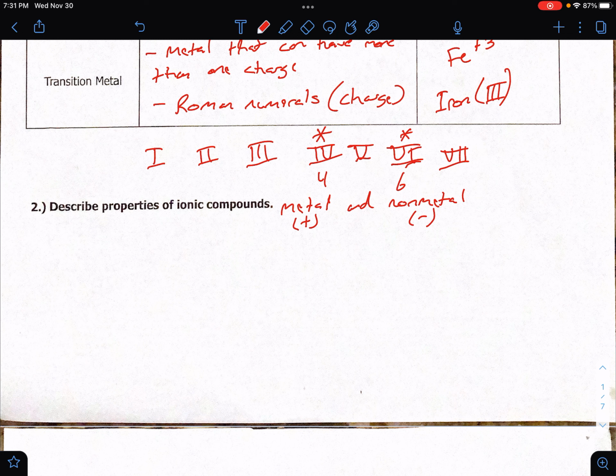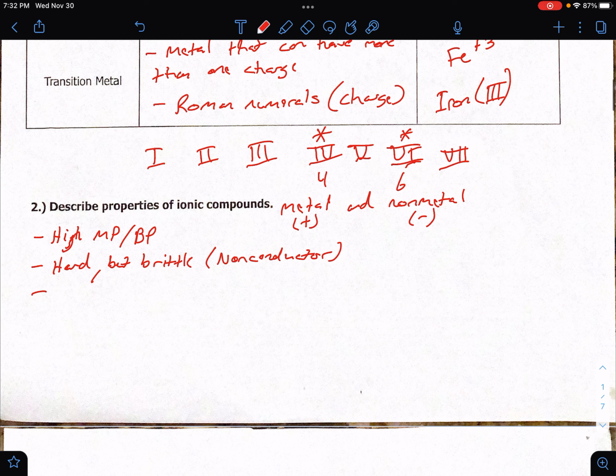Now, characteristics of these: because it is so strong, it has a high melting point and a high boiling point. Basically what that means is you need higher energy to break that bond apart, so it takes more heat to break that down. When it is a solid, it is very hard but brittle, meaning it can break. When it is in solid form, it is a non-conductor, which means you cannot transfer electricity through it. So it's a poor conductor.